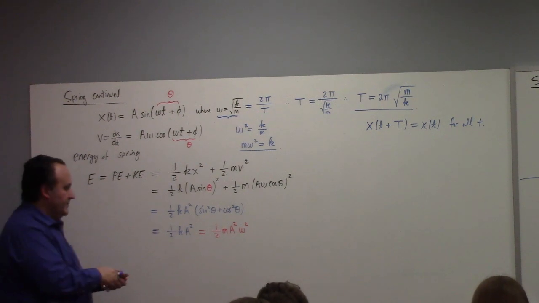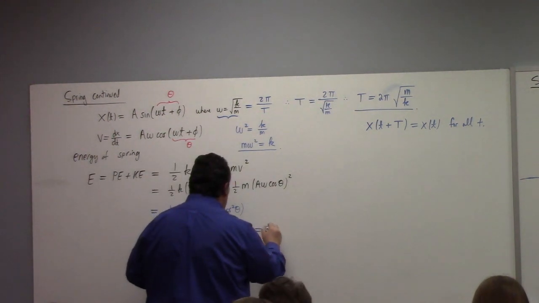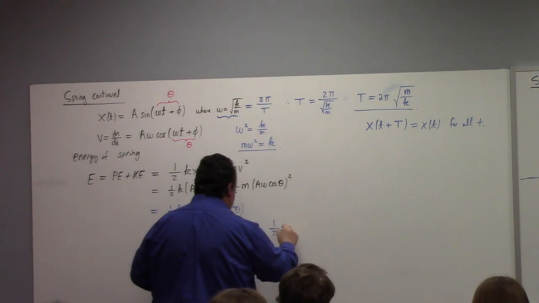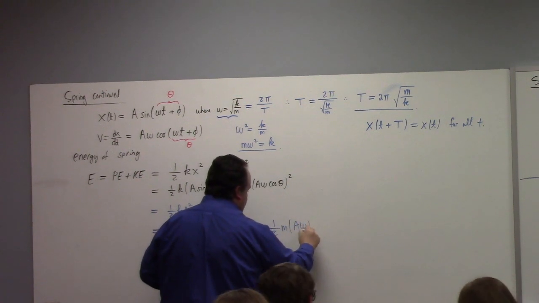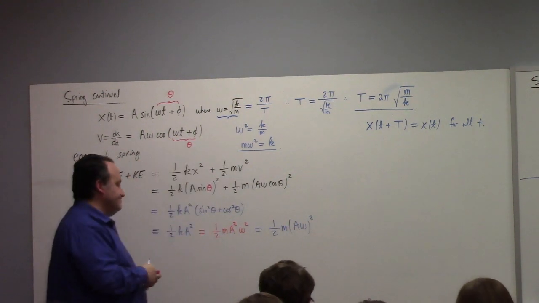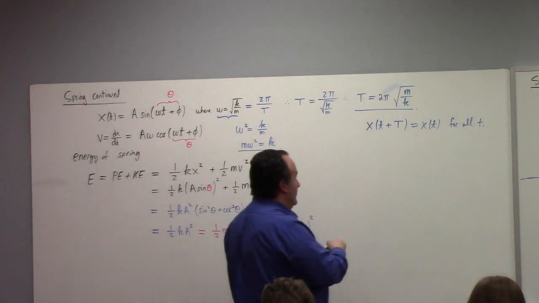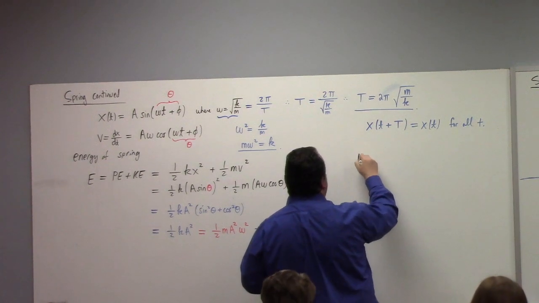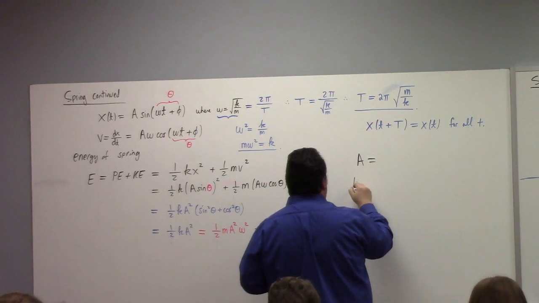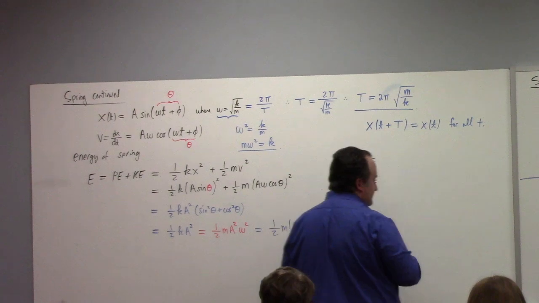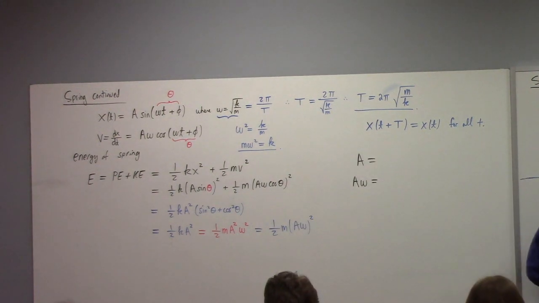And this, let me rewrite this a little bit differently. This is 1/2 m times a omega squared. What's the significance of a omega? What's the significance of a? Let's write it out. A equals to what? A omega equals to what? In terms of the motion. Let's think about it.